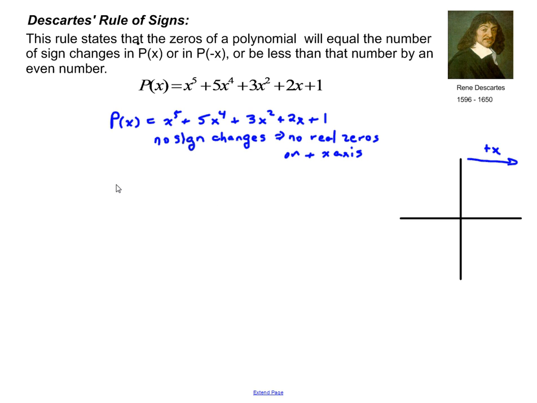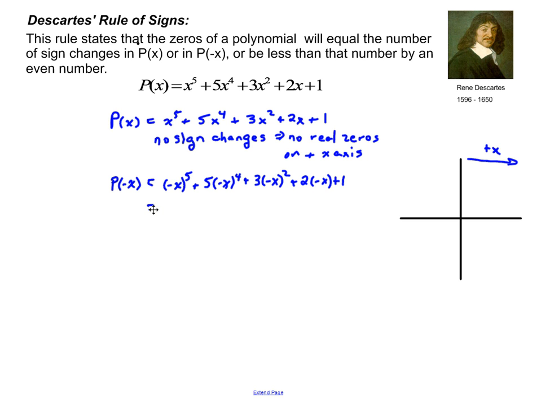But then it says, all right, let's check out p of negative x. What does that mean? That means that everywhere we have this function p of x, let's replace x with negative x and discover what happens. So we're going to take negative x, raise that to the fifth power. We're going to add that to 5 times negative x to the fourth power. We're going to add that to 3 times negative x to the second power. Notice we're skipping a cube term here. Plus 2 times negative x plus 1.